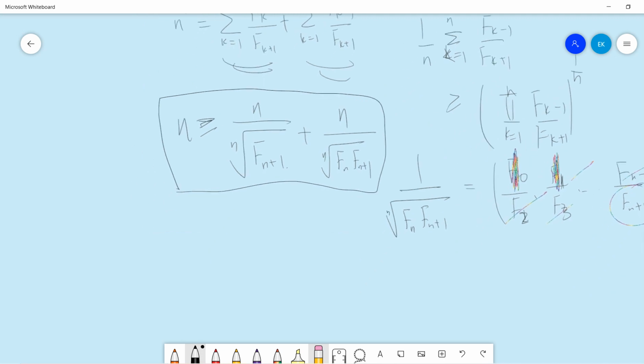Okay, so finally let's delete n and take the n-th root of f(n+1). So finally you get this: the nth root of f(n+1) is greater than or equal to 1 plus 1 over the square root of f(n).